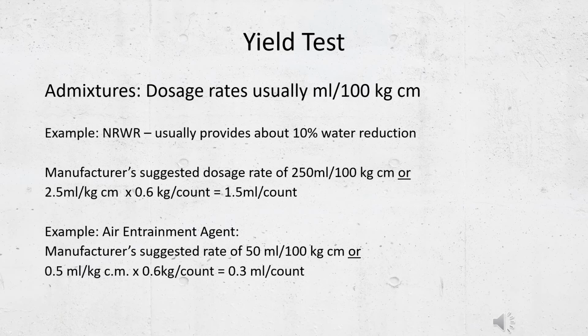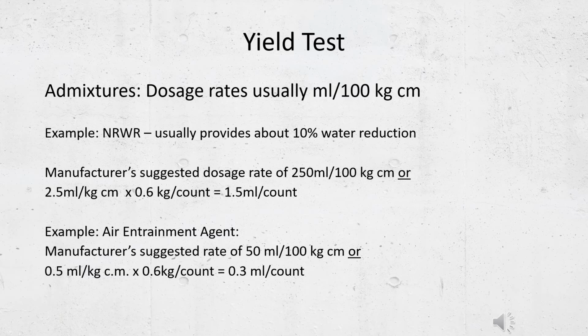Once again, from the calibration process, we learned that our cement dispenses at a rate of 0.6 kilograms per count. Knowing the cement dispensing rate and the manufacturer's recommended dose for the water reducer of 2.5 mils per kilogram of cementing materials, we can calculate that the mobile mixer admixture dispenser is contributing 2.5 mils per kilogram times 0.6 kilograms of cementitious materials per count, which equals 1.5 mils per count.